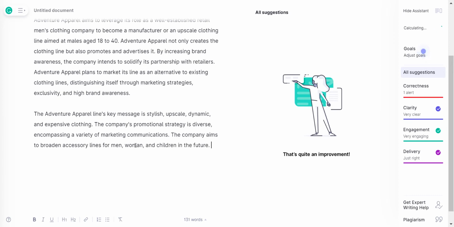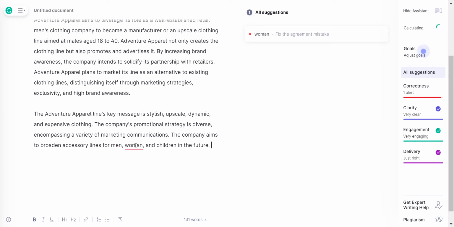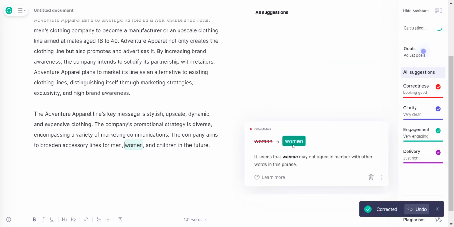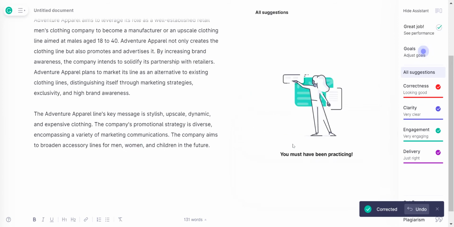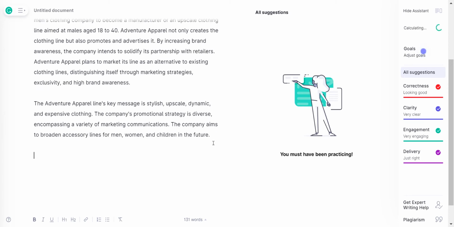So what we're essentially trying to say is we're first going to target men between the ages of 18 to 40. And as our company starts to expand, then we're going to start to aim towards women and children, and we're going to broaden more accessory lines and things of that nature. So basically you're trying to explain how you're going to achieve profitability, how you're going to stand out, and what you're going to do as you start to grow. That's what you want to put in your business plan, so that your potential investors can see the strategy that you're going to implement.